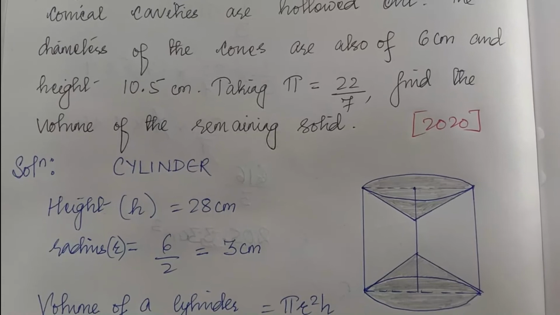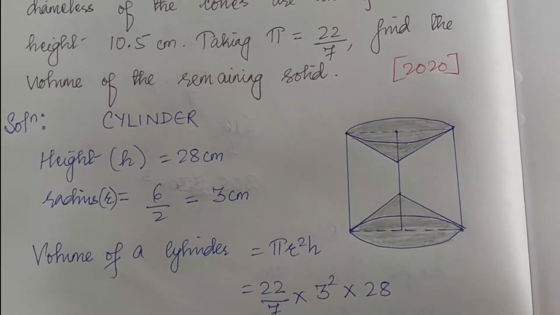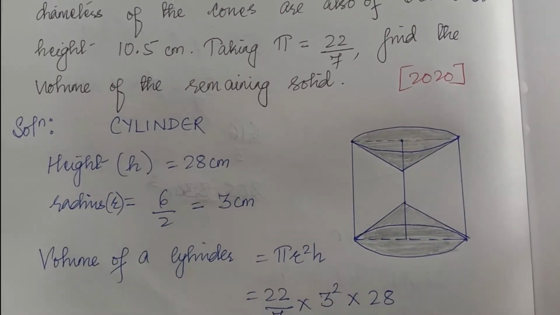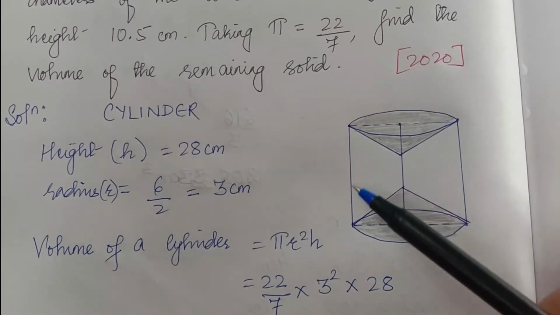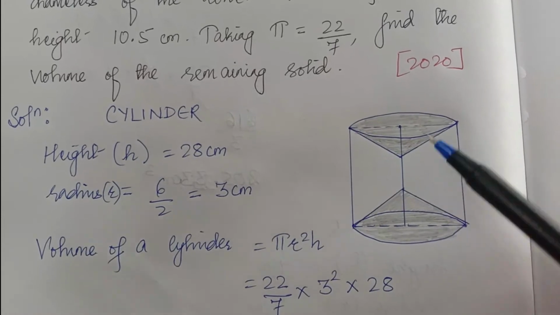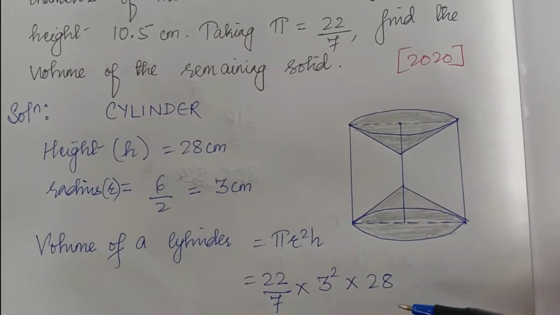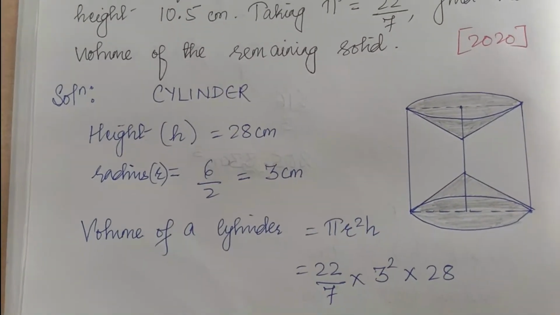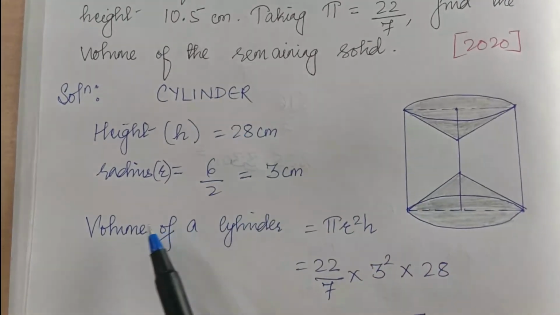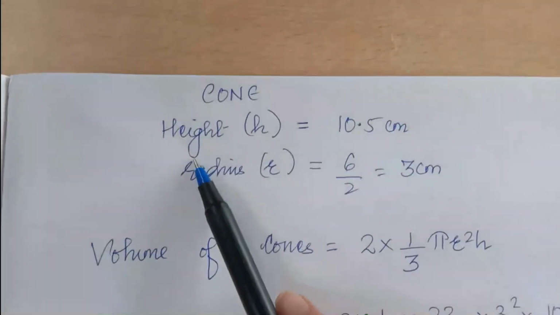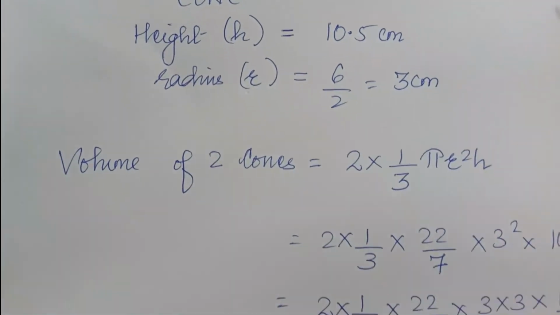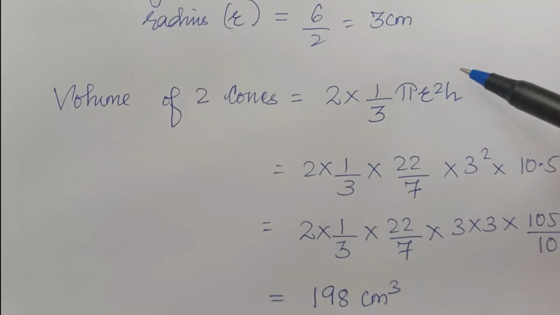You have to find the volume of the remaining solid, means after removing the 2 cones, what will be the volume of the remaining solid. For that, you have to find the volume of cylinder. From that volume of cylinder, you have to remove the cones. You have to subtract the volume of 2 cones. So you find the volume of a cylinder first, then you have to find the volume of cones. Directly we'll find the volume of 2 cones: 2 into 1/3 of pi r square h.